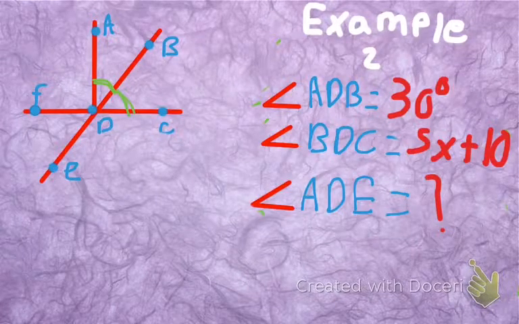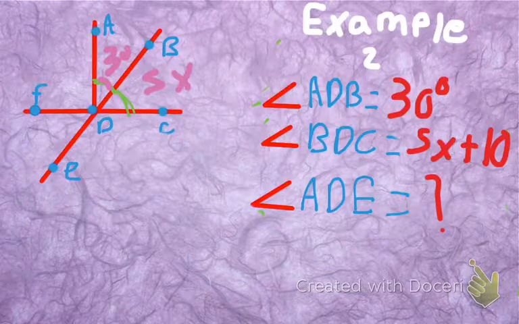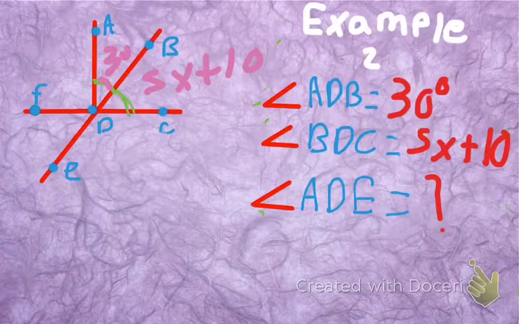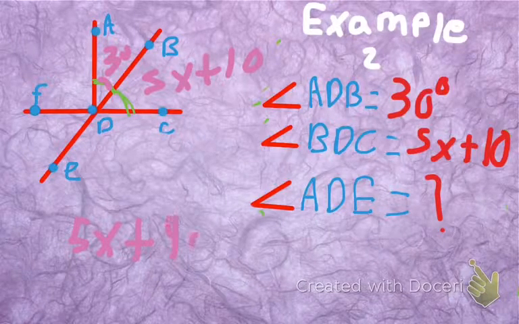Next example is kind of harder since there's an equation involved, but it's easy once you know how to do it. So angle ADB, which is basically this one right here, is equal to 30 degrees. So let's just label that. Next is angle BDC, which is 5x plus 10. So you know that these together equal 90 degrees. So what you do is add them together, and you know that 10 and 30 are like terms. So you do 5x plus 40 equals 90 degrees.